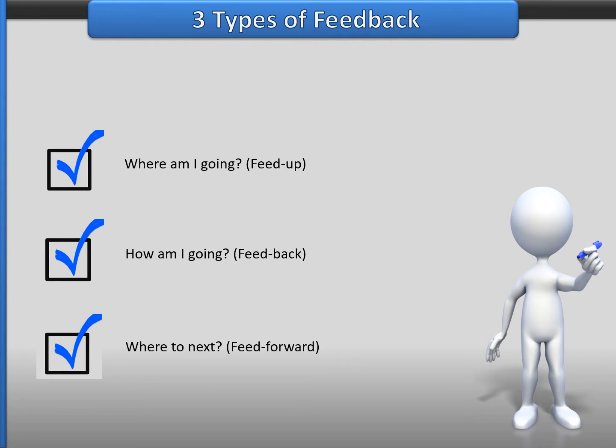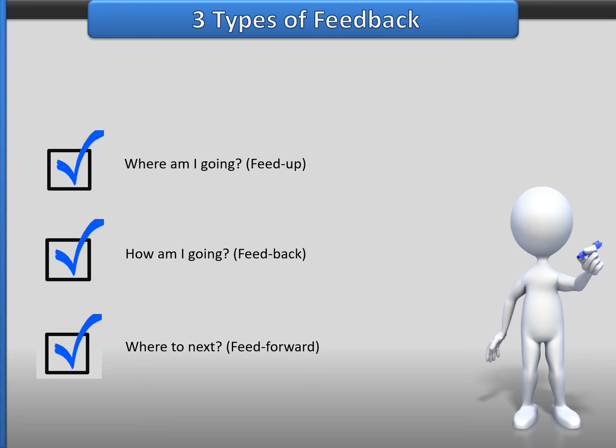Feedback comes in 3 parts. Where am I going? Also called feed up. How am I going? Referred to as feedback. And where to next, which is feed forward. A lot of teachers are familiar with the constant feedback given to students on how they are going, where they are at, and then even the next part of where they are going next. But the first question, where am I going, is deeply tied to the learning goal and success criteria, and is a question we need to address explicitly with students right at the start.